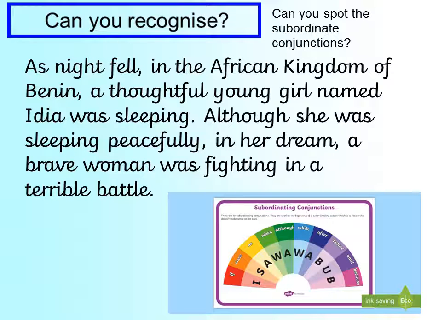Right, let's see what subordinate conjunctions we can spot. Down at the bottom we've got our I saw a wabob reminder for the most common subordinating conjunctions. As night fell in the African kingdom of Benin, a thoughtful young girl named Idia was sleeping. Although she was sleeping peacefully, in her dream a brave woman was fighting in a terrible battle.